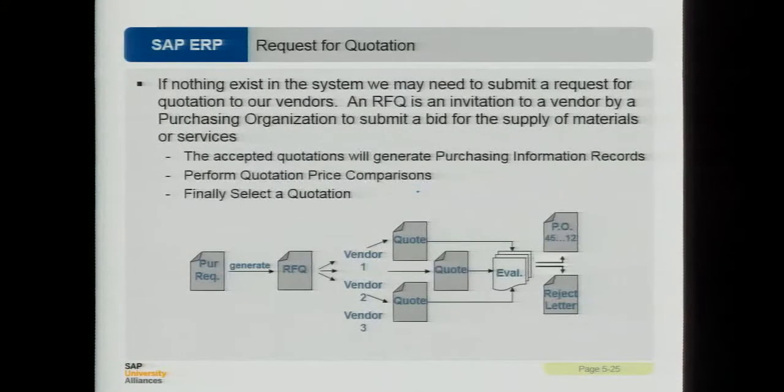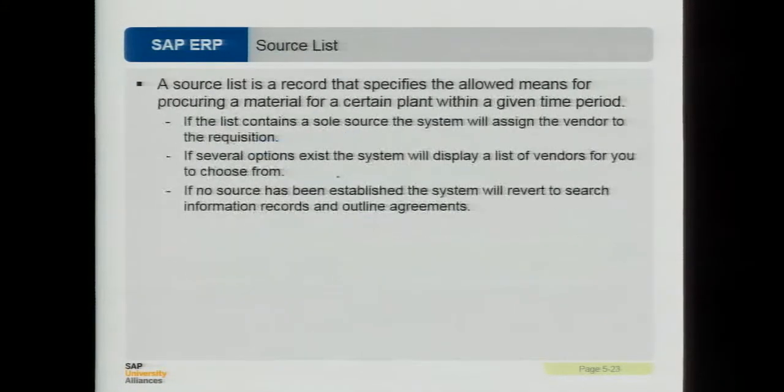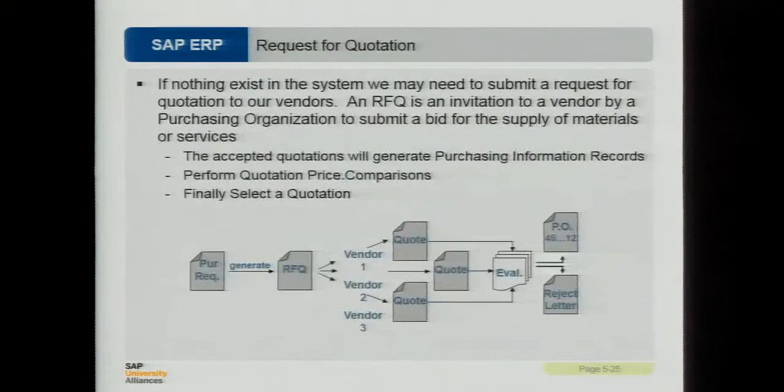The request for quotation is the eventual option. If you don't have any source list, you don't have any internal sourcing, you don't have any outline agreement, then the eventual thing is that you go to the request for quotation. You create an official request for quotation and send it to all vendors, and the vendors submit their quotations.